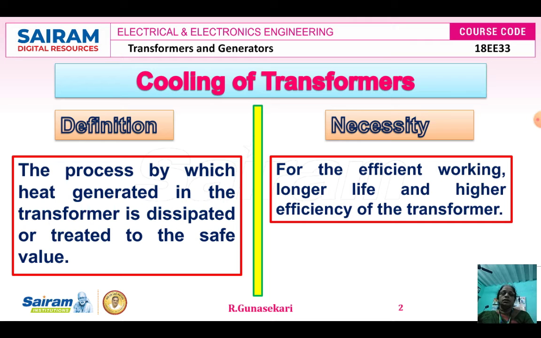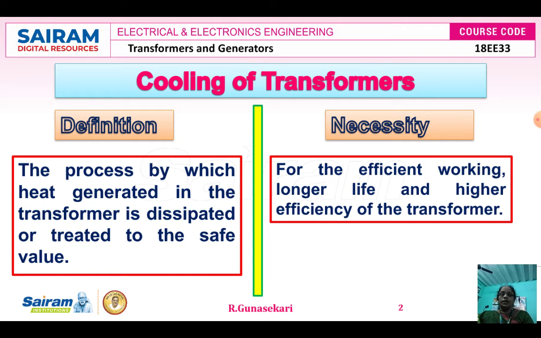Cooling is necessary for a transformer to reduce the heat generated in the transformer core, transformer winding, transformer tank, etc., due to various losses occurring in the transformer, like copper losses, core losses, and iron losses. But the major contribution of heat generated in the transformer is due to copper losses, that is I squared R losses.